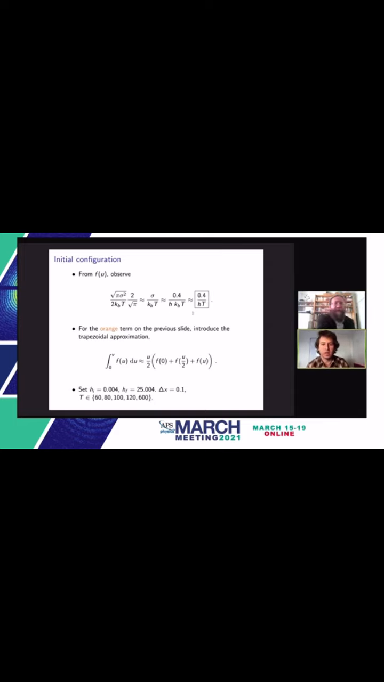And from f of u, we can observe that the power of the exponent roughly takes this form, and this is a trapezoidal sum approximation, and these are the initial and final values of the height that I use, and that's the value that I introduced for a landscape barrier fluctuation, and these are the temperature values.